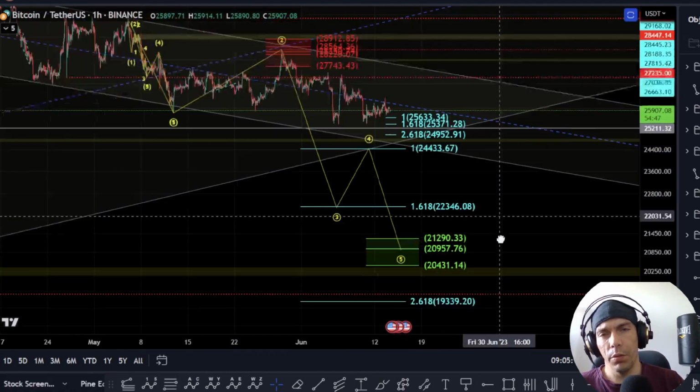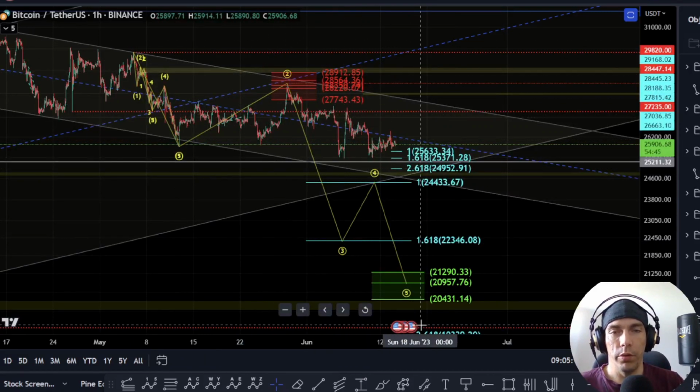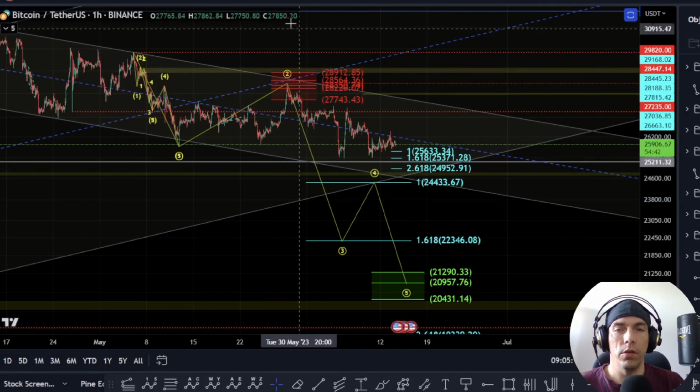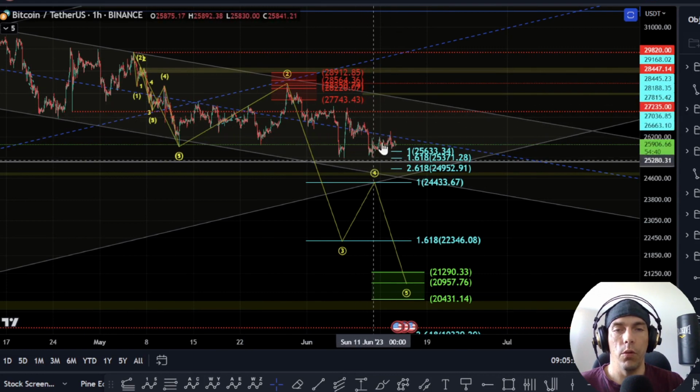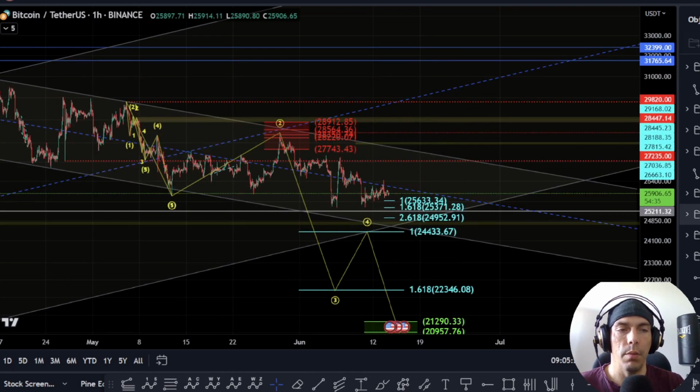So we're going to have to just be a bit patient with this one. This is still a possibility, but at the moment the move down is looking still corrective. We need to see if we continue to form that possibility of ones and twos here, we could actually start to see a bigger breakdown come in at a later point.